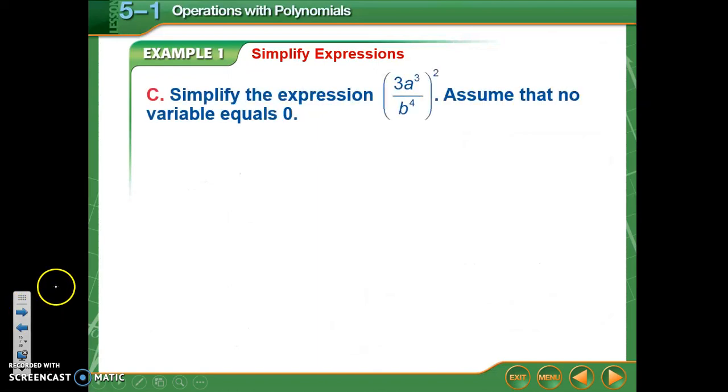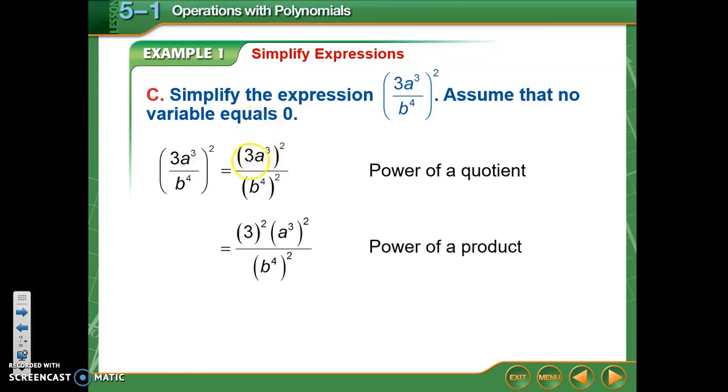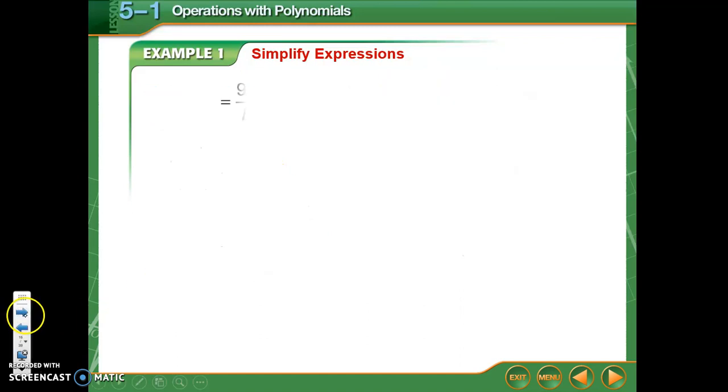All right, part C. We're going to simplify 3a cubed over b to the 4th, that quantity squared. Okay, so first, notice we have everything squared. So since this is a quotient, inside of my parentheses, I can square the numerator, so 3a cubed quantity squared, and I can square the denominator. Since I have inside these parentheses a base of 3 and a base of a, I have to square both of those. So I have 3 squared, and I have a cubed squared. I still have b to the 4th squared in my denominator.